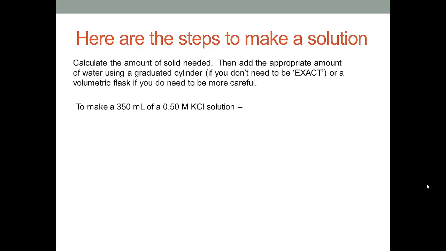To make 350 milliliters of the 0.50 molar potassium chloride solution, the first thing you're going to need to do is figure out how many moles of solid you'll need. So you're going to set up your formula. You have 0.50 molar equals X moles over 0.350 liters. You'll notice I had to change my milliliters into liters by dividing by 1,000. Don't forget to do that. That equals 0.175 moles of potassium chloride.